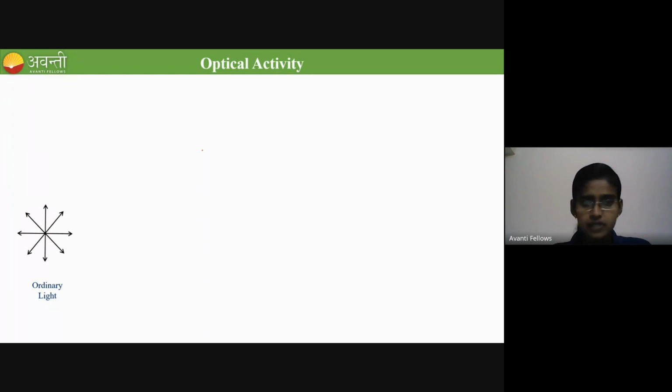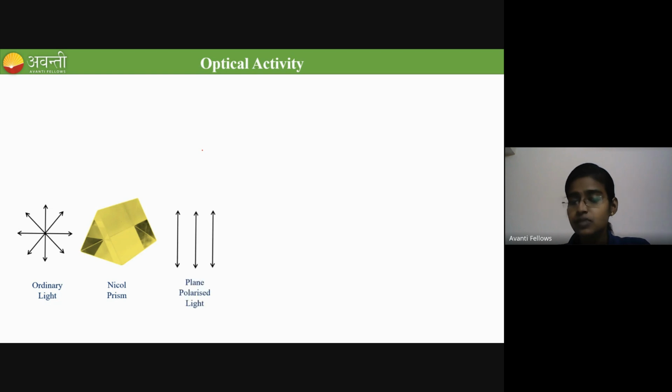To make you understand this concept, I'm starting with an ordinary light. An ordinary light will give light in all the directions. In all the directions, you can find the light from an ordinary light system. If I pass this ordinary light through a nickel prism or through a polarizer, the ordinary light which has given light in all directions is now going to give light only in one direction. So if I pass the ordinary light through a polarizer or a nickel prism, I get a plane polarized light. Plane polarized light will give light only in one direction.